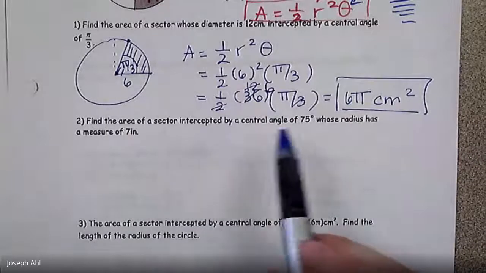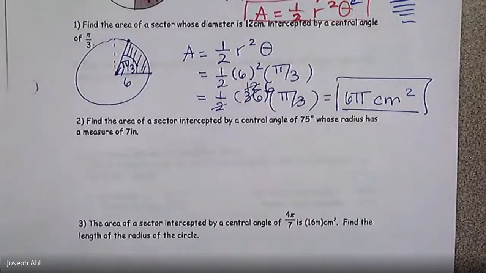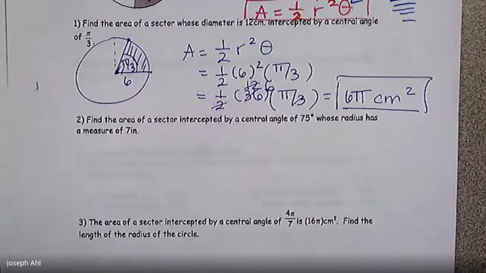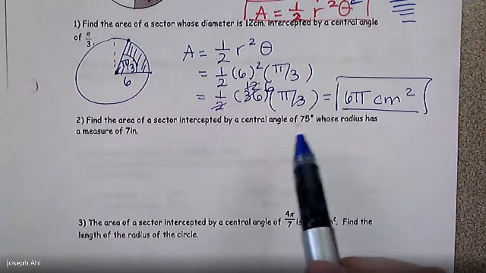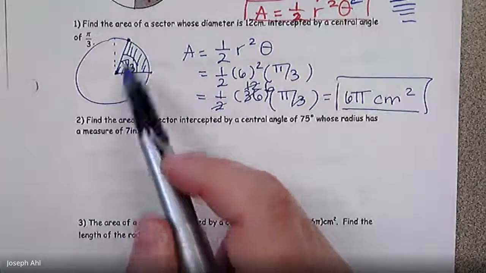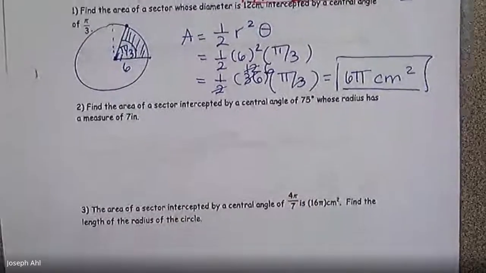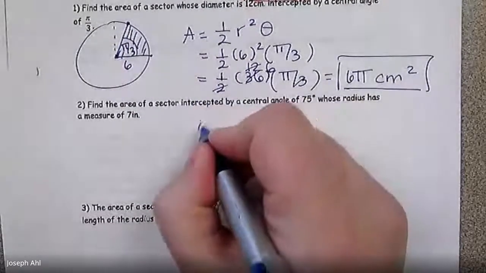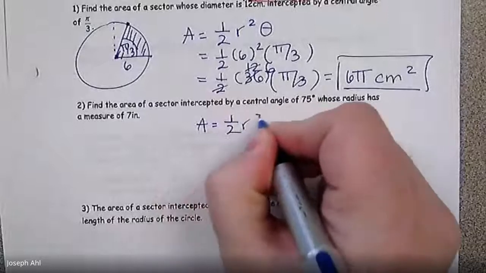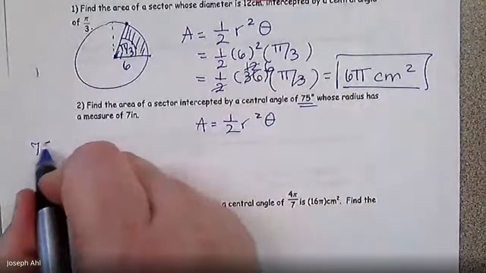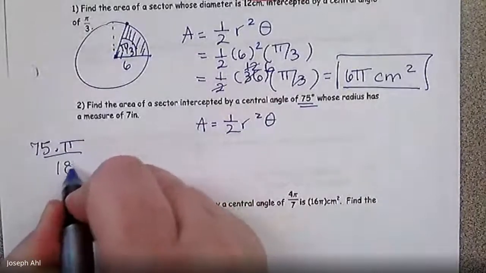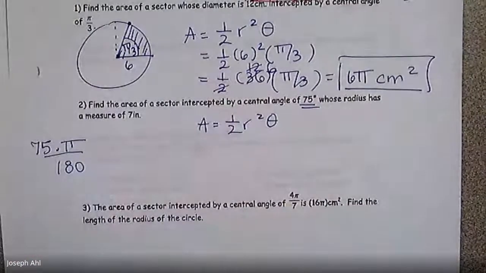Find the area of a sector intercepted by a central angle of 75 degrees, whose radius has a measure of 7 inches. So I'm not going to redraw the picture. We can kind of imagine what this would look like. Radius is 7, 75, again, just short of 90 there. But the biggest difference is when I go to use 1/2 r squared theta, I know that theta must be in radians. So we're going to quickly off to the side convert to radians by multiplying by pi over 180. Now, it's up to you if you want to reduce that or not.